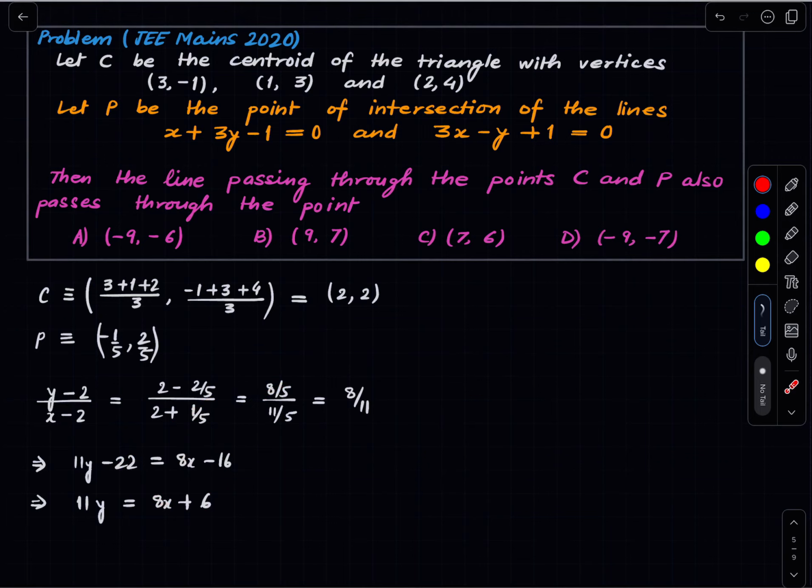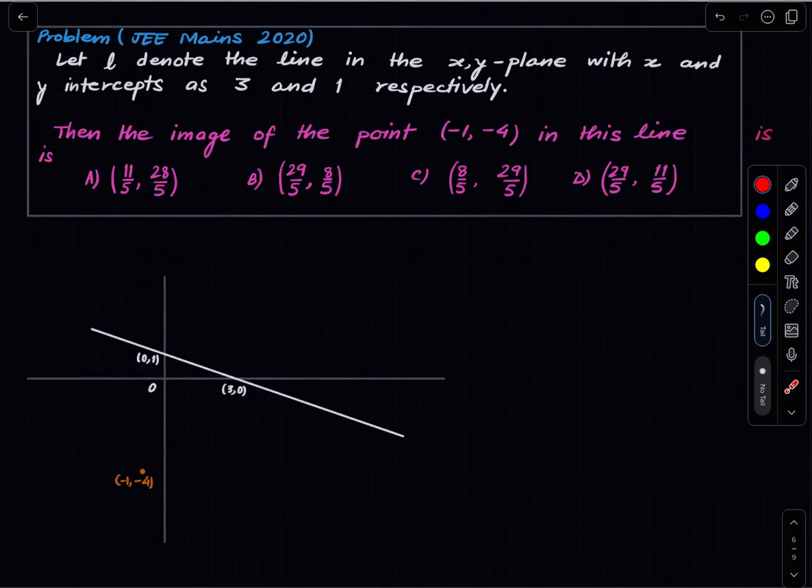Okay, this is fine. Let's move on. Alright, so now we have a line L in the plane whose x and y intercepts are 3 and 1. So the line passes through 3, 0 and 0, 1. We need to find the image of this point, which is here, under this line.